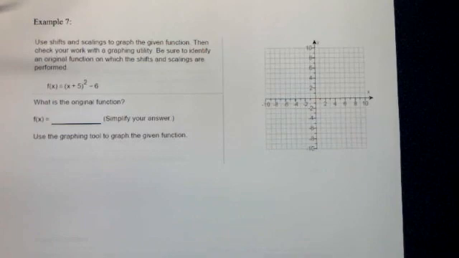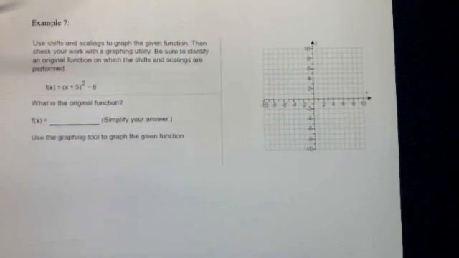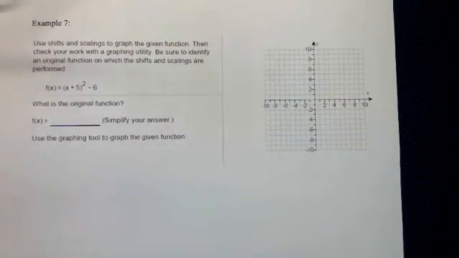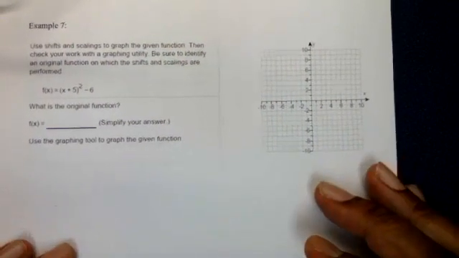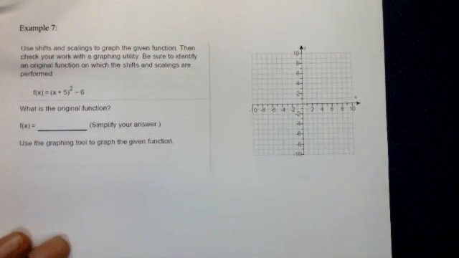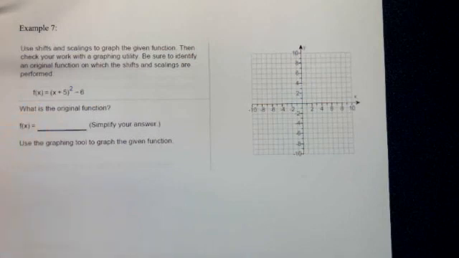Okay. All right, now let's look at some examples here, dealing with using shifts and scalings to graph the given functions. And then we can check by using the graphing utility. And then we want to identify the original function on which the shifts and scalings are performed, like in this one, f of x equal to (x plus 5) quantity squared minus 6.